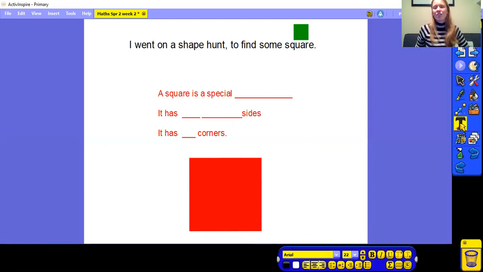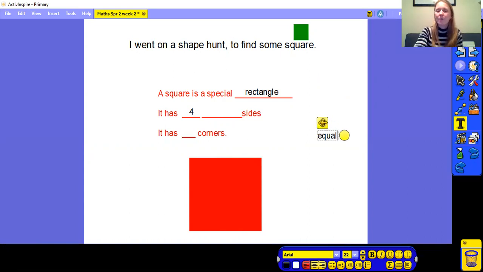Okay, now you've had the chance to have a go, let's talk about them together. So a square is a special what? That's right, a square is a special rectangle. How many sides does a square have? That's right, it has 4 sides. But what's special about those sides? Those 4 sides are the same. And the word that we use to mean they're the same is equal.